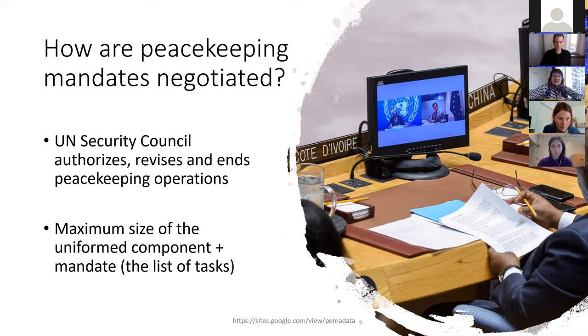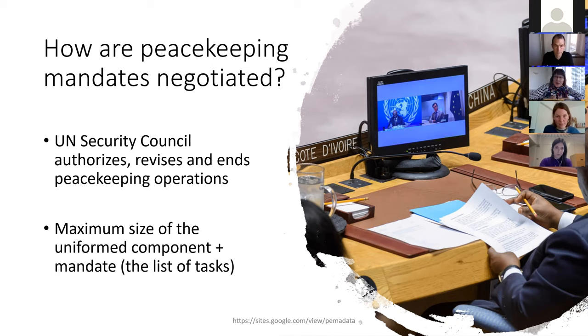And the UN Security Council collectively initiates peacekeeping operations. It can make a decision to launch a new peacekeeping operation. It also assigns the mandate in the form of the list of tasks to a peacekeeping operation. It also sets a ceiling, the maximum size of the military and police component of the peacekeeping mission. And then usually yearly, sometimes every half a year, it revises and amends the mandate. And we're looking at revised and amended mandates of peacekeeping operations because some missions stay in the field for decades.